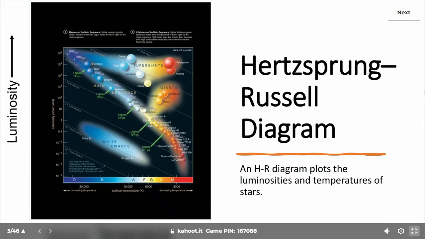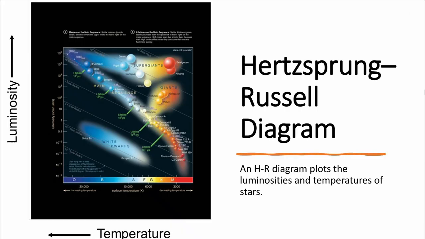So this is a full HR diagram, and what you're plotting on the y-axis is the luminosity, and on the x-axis is decreasing temperature. So the highest temperatures are on the left side of the x-axis, and the lower temperatures are on the right side of the x-axis. And then luminosity just increases as you go up the y-axis.